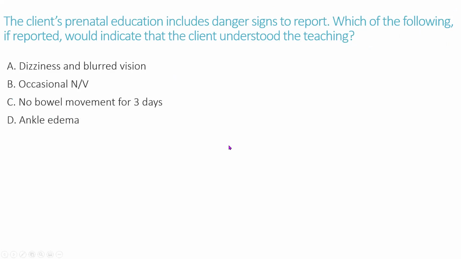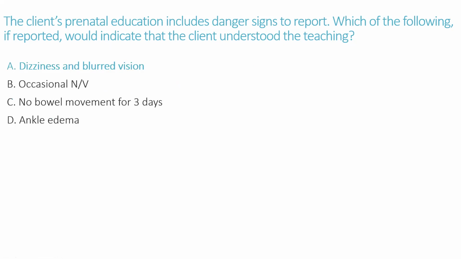We have a prenatal education, including danger signs report. Which of the following are reported that indicate the client understood the teaching? I'm sorry, I totally read that wrong. So yes, you've already gotten it right. Okay, let's keep moving then.